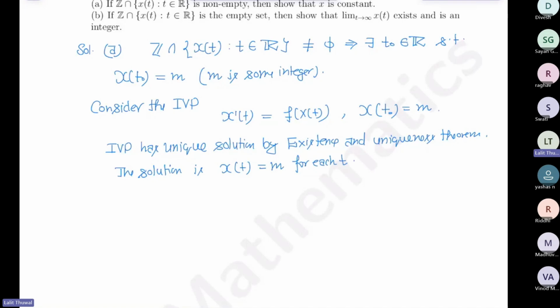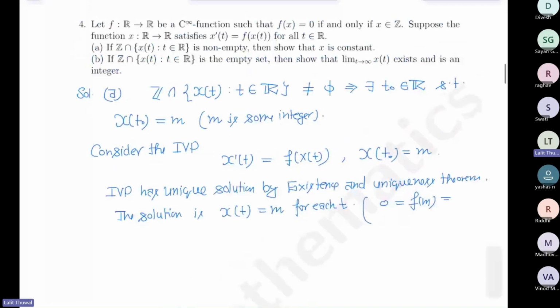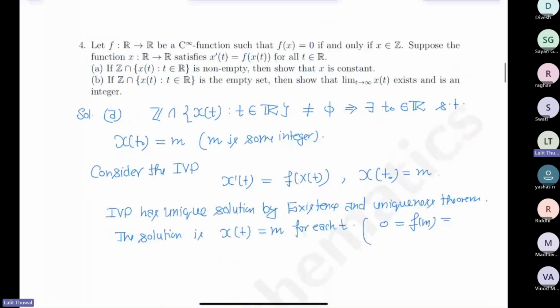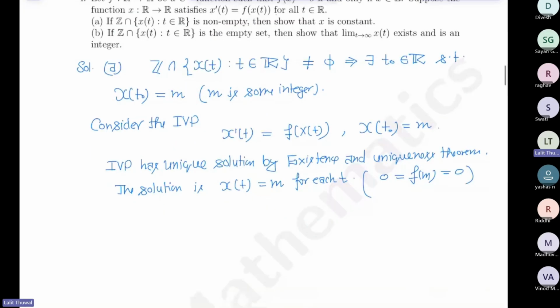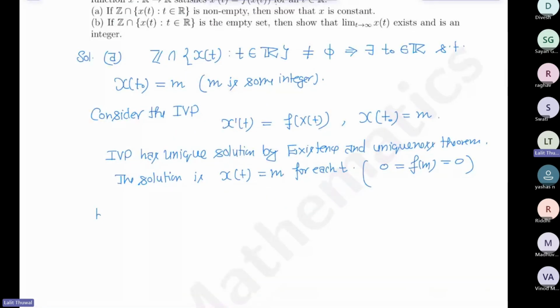Why? Because if you put m here, you get m, right? Let me verify it for you. If you take the derivative of a constant, then you get 0, obviously. And on the other side, if you put m here, and you are given that f vanishes when x is an integer, so this is also 0. Okay, so the differential equation is also satisfied. Any questions? We are done with the first one.